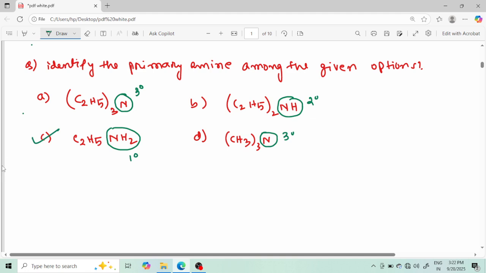Now let's do one question. Identify the degree of amines.